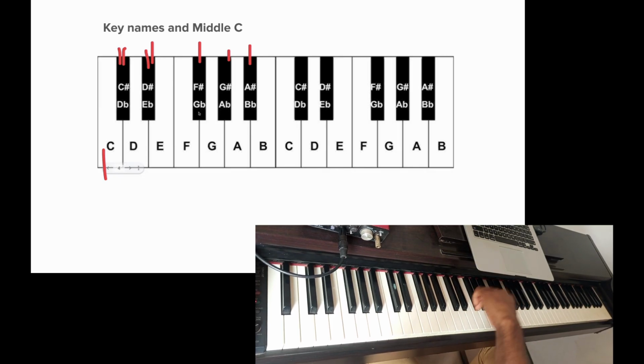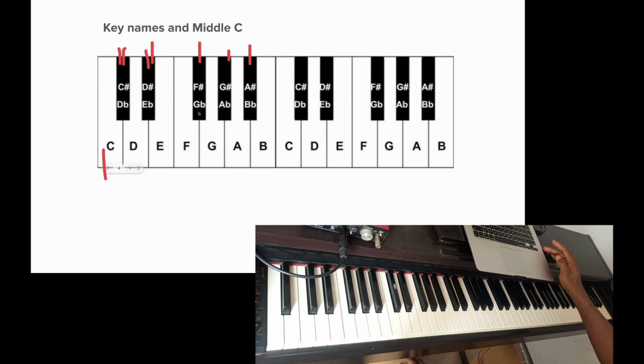So F sharp and G flat are enharmonic equivalents because it's the same tone, but it has two names. Hope you understand. It is the same tone but two names. The same tone but two names.